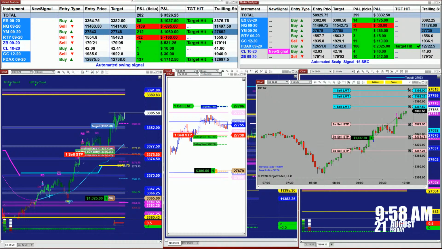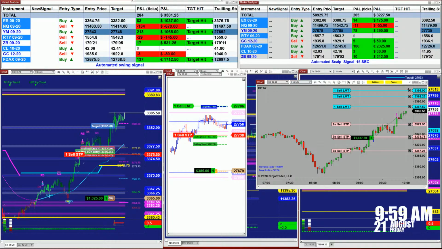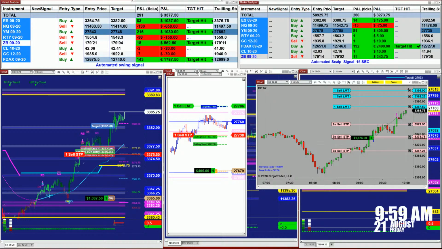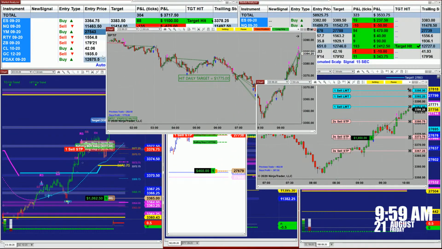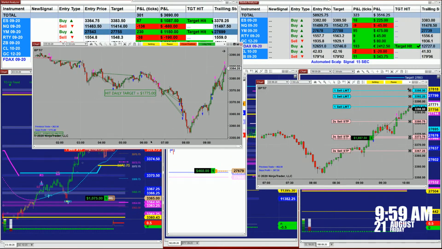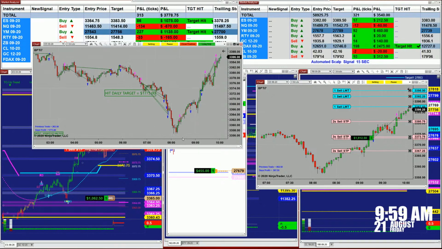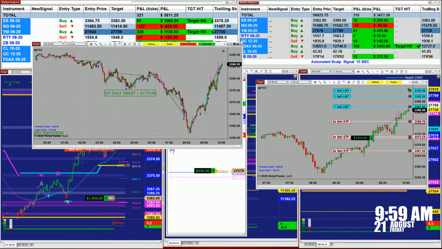This is funny. We have most of them hit the target, and some are not in the trade yet. But we have a couple of them hit the target. This is the same auto trade, different account. This is the same auto trade ES, but a different account. It's practically the same. And this one here is 1,775.